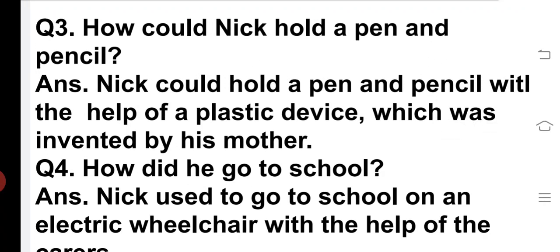Question number 3: how could Nick hold a pen and pencil? Nick could hold a pen and pencil with the help of a plastic device which was invented by his mother. Question number 4: how did he go to school? Nick used to go to school on an electric wheelchair with the help of carers.